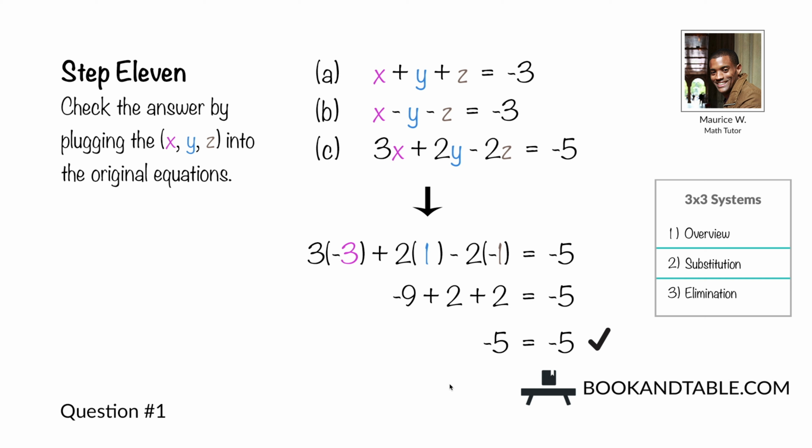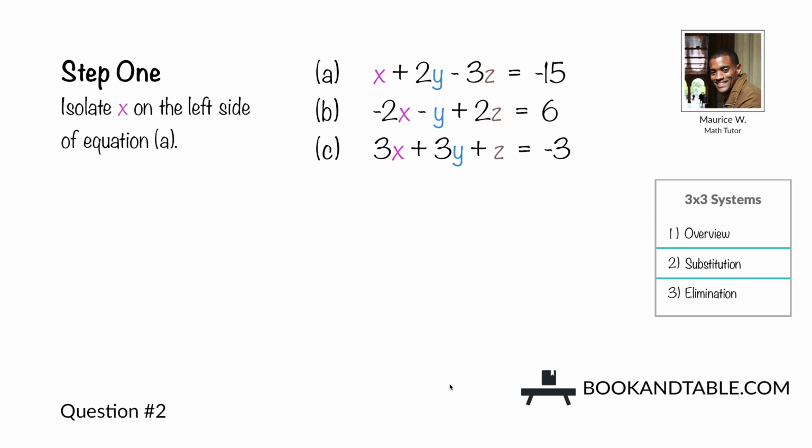So that is the answer to question number 1. Let's now have a look at question number 2. We were given the 3x3 system. Equation A is x plus 2y minus 3z is equal to -15. Equation B, -2x minus y plus 2z is equal to 6. And equation C, 3x plus 3y plus z is equal to -3.